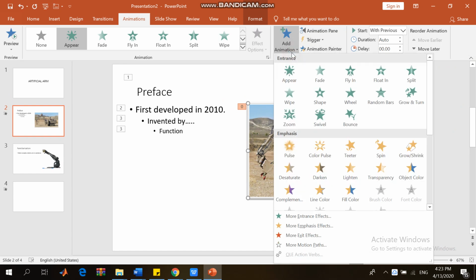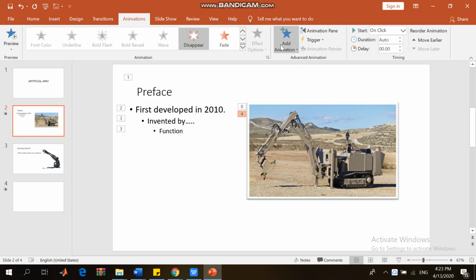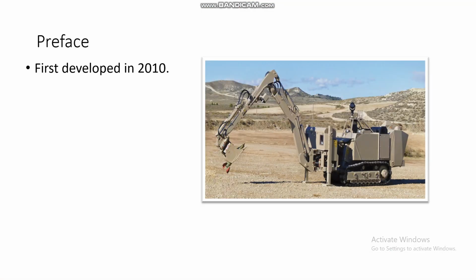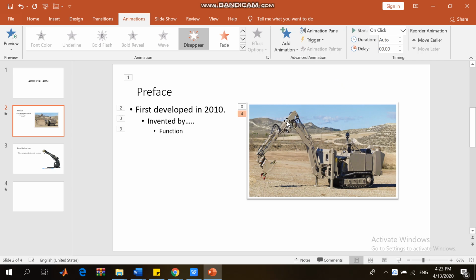One thing to remember here is that I can also add more than one animation, I mean multiple animations, to a single picture. For example, first I choose the appear effect, then I choose an exit effect, for example the disappear effect, on the same picture. Okay, so it's animation number 4. So it can appear as well as disappear. We have given two animation effects on the same picture. Let us see it here. Now it has disappeared.